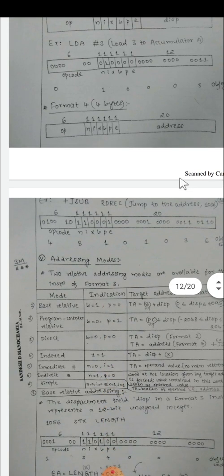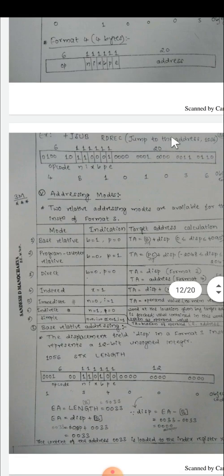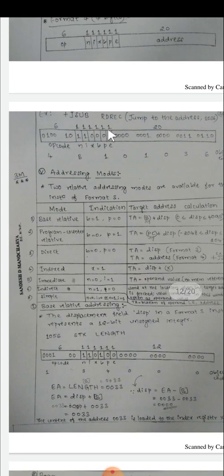Then format number 3 is of length 3 bytes: the first 6 bits for opcode, the next 6 bits for flag bits, and the last 12 bits for displacement. So there are a total of 24 bits. And in format number 4 there are 4 bytes, and 4 bytes are nothing but 32 bits. The first 6 bits are for opcode, the next 6 bits for flag bits, and the last 20 bits are for the address field. These are the 4 instruction formats we have in the SIC/XE machine.